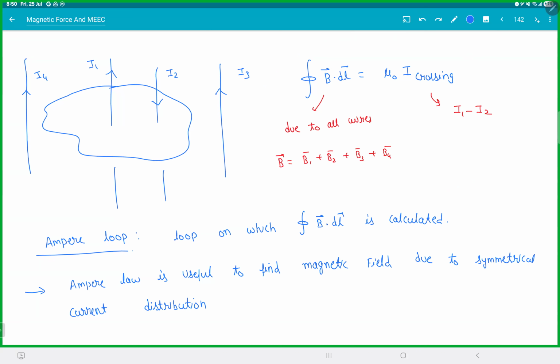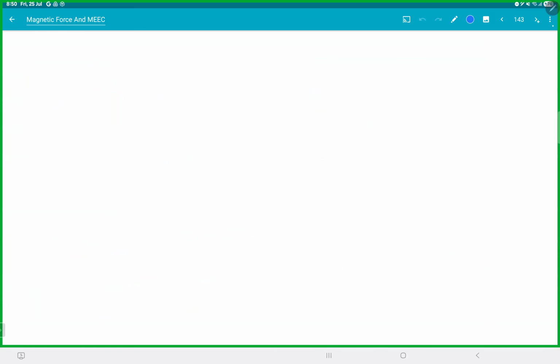Let's see how this comes out. This is important. What if you don't have a full loop? Let's say you have some random loop like this, and we have a wire here.